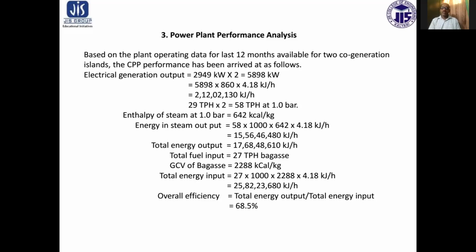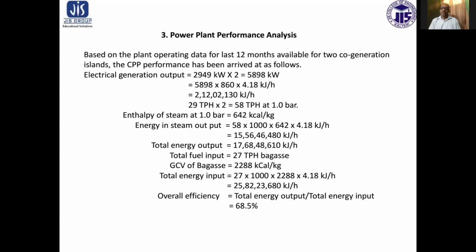Power plant performance analysis. Based on power plant operating data for the last 12 months available for the 2 cogeneration islands, the CPP performance has been arrived at as follows. Electric generation output is 2949 kilowatt into 2, that is 5898 kilowatt, which if we convert into kilojoule per hour gives us 21,202,130 kilojoule per hour.